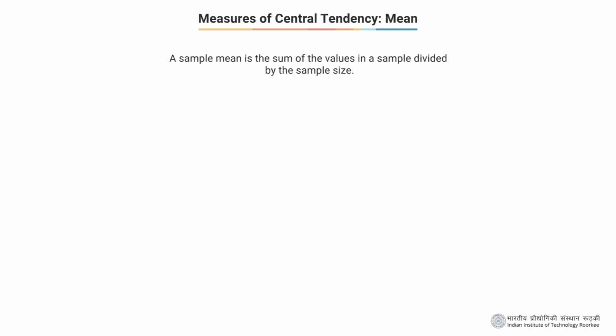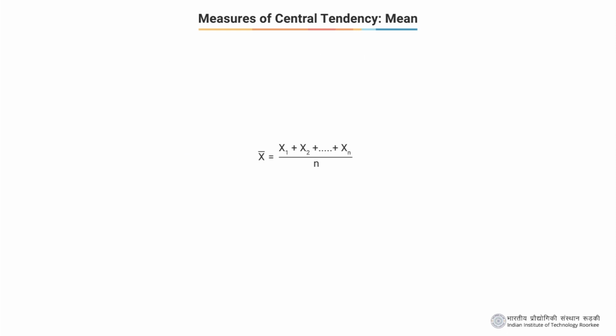The sample mean is the sum of the values in a sample divided by the number of values in the sample. For a sample containing n values, the equation for the mean of the sample is x bar equal to sum of n values divided by n. The same formula can be described using the series of values, that is x1, x2 and so on up to xn, to represent the set of n values. This equation becomes x bar or mean of x equal to x1 plus x2 and so on up to xn divided by n.